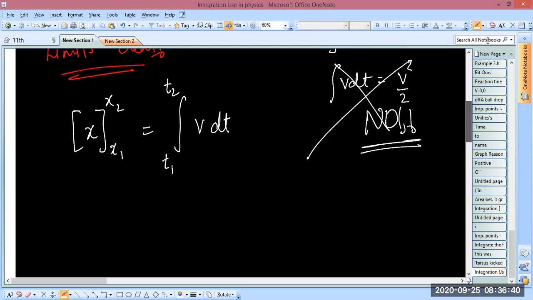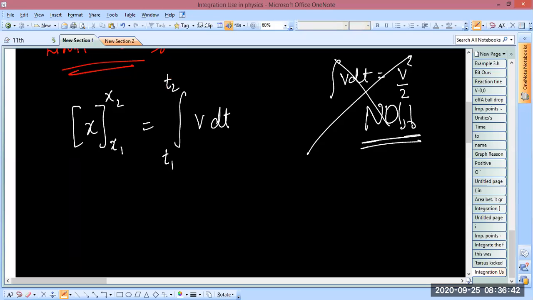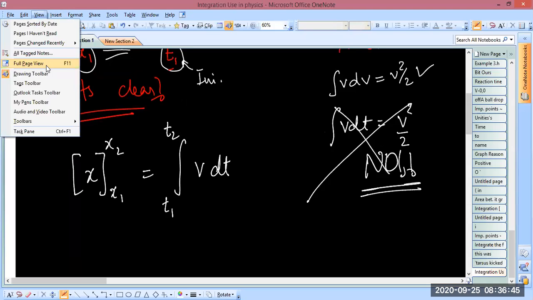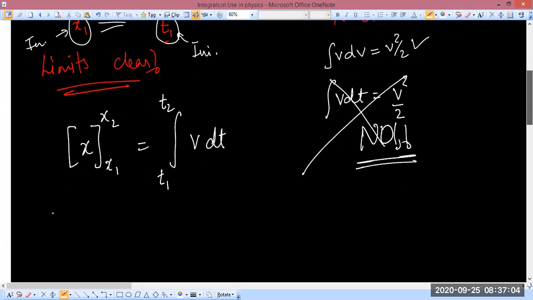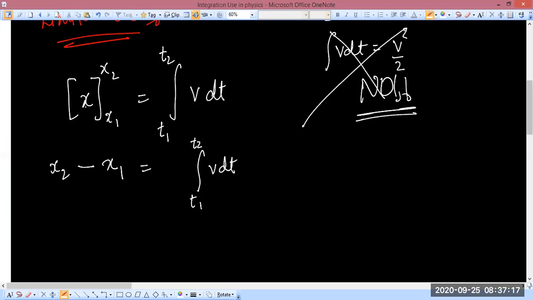So now here, can you scroll up? Why? What happened? Yeah. So now, what we are going to do is, instead of x, we are going to put the upper and lower limits. So x2 for x, minus x1 is equal to integration t1 to t2 v dt. Okay. Is this absolutely clear?